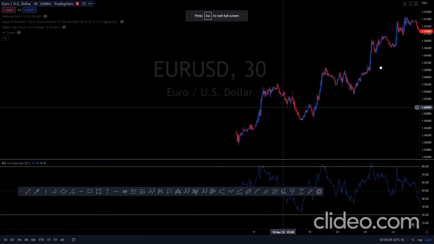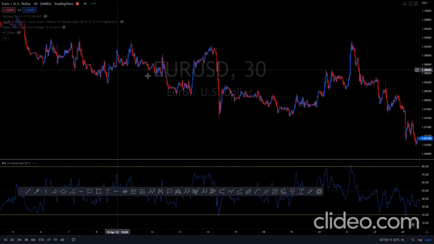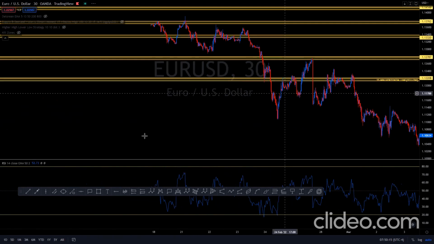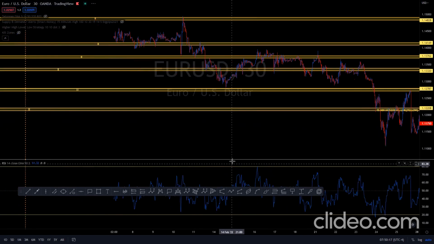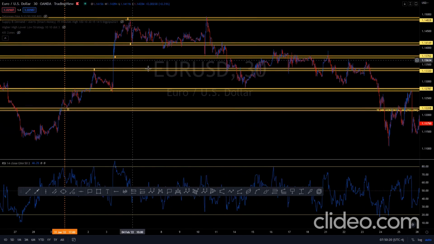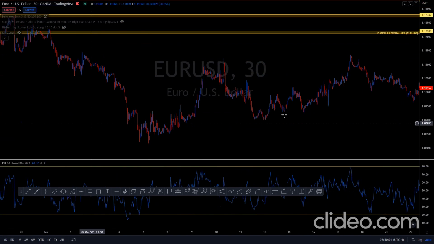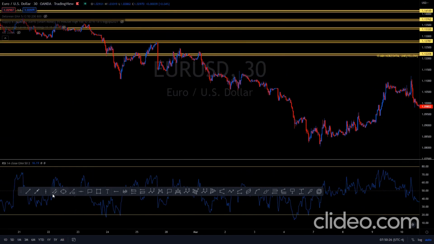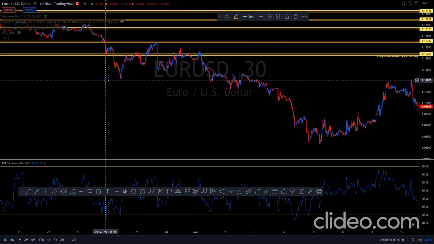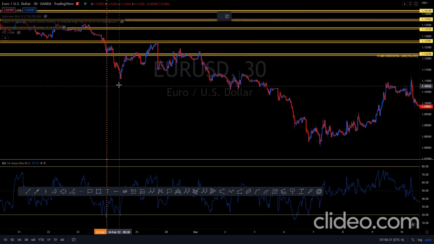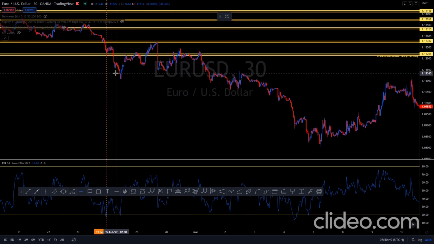We're going to go all the way back. So this is as far back as we went. This is the vertical line. This is where we started. So now we're going to mark up these areas here. So we're going to put a vertical line here. And then we're going to mark up these areas.